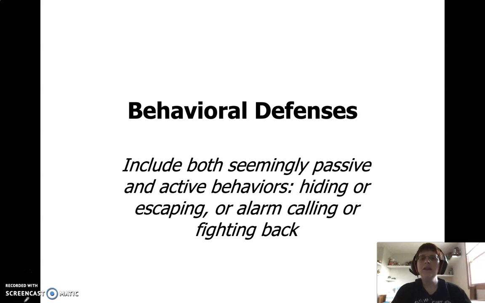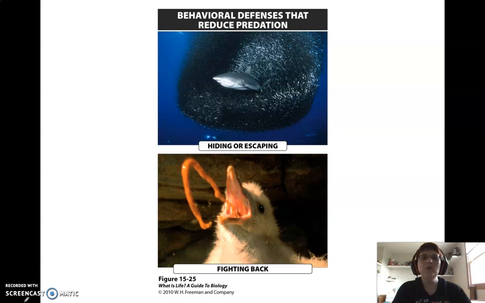So hiding can be different depending on your organism. Most of us think about hiding as like a rabbit or something like that, just hiding in a bush or just crouching down and hiding. But you can also hide in a group. So this is a fish ball. This is a bunch of very small fish all hiding as a group.